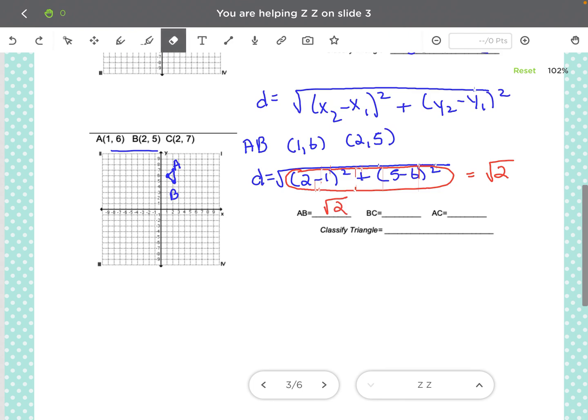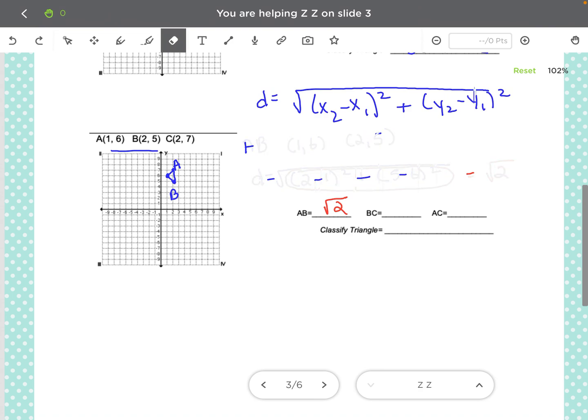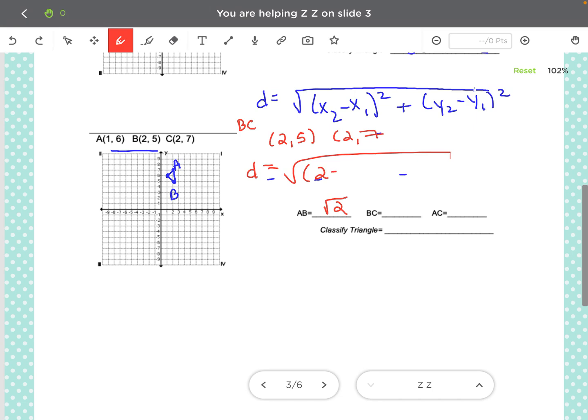Now we're going to do the same thing with BC. So let's find the points for BC and make sure we're using the correct points. So BC, I'm going to use 2, 5 and 2, 7. So distance, take your x's, which are 2 minus 2. Take your y's, 7 minus 5 squared. Again, type this into your calculator, and you're going to get exactly 4 for the number underneath the square root. So your answer would be square root of 4. Now, if some of you remember, this is a perfect square root, so this is exactly 2.